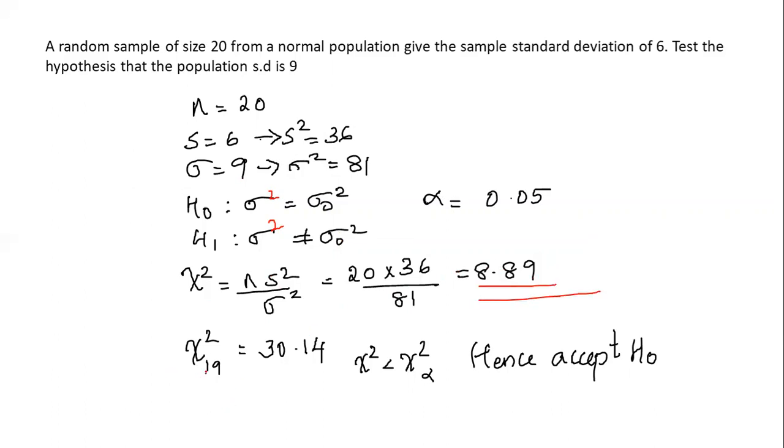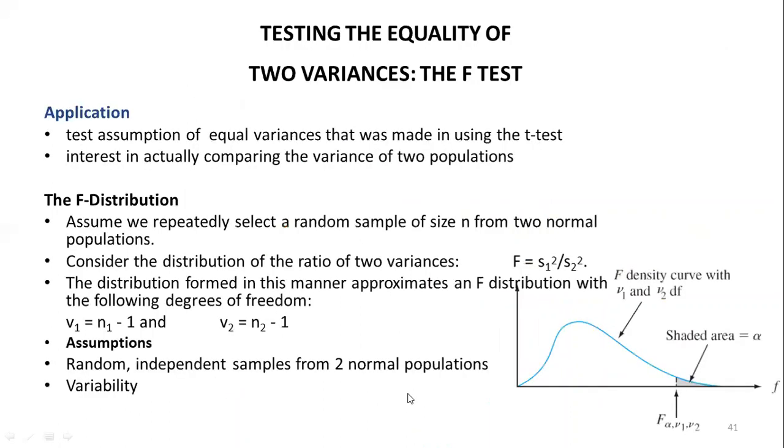From the table, you have chi-square at 5% level of significance with 19 degrees of freedom. So n minus 1 is the degree of freedom. You get 30.14 from the table. So hence your calculated value is less than the tabulated value. You can say that you accept the null hypothesis. You can say that the population standard deviation is 9. That is acceptable.